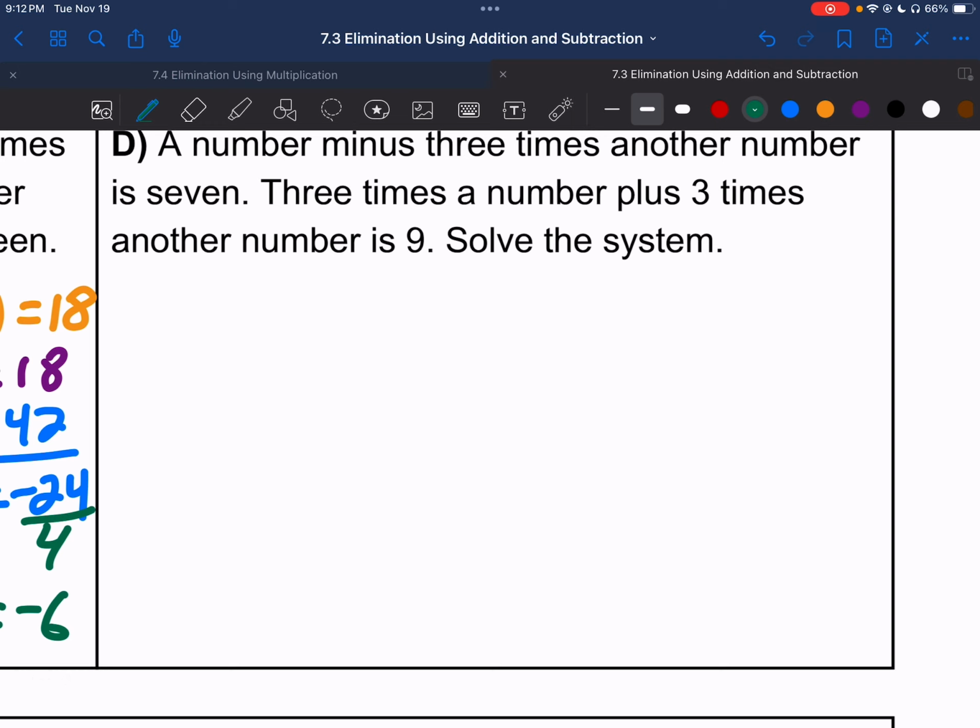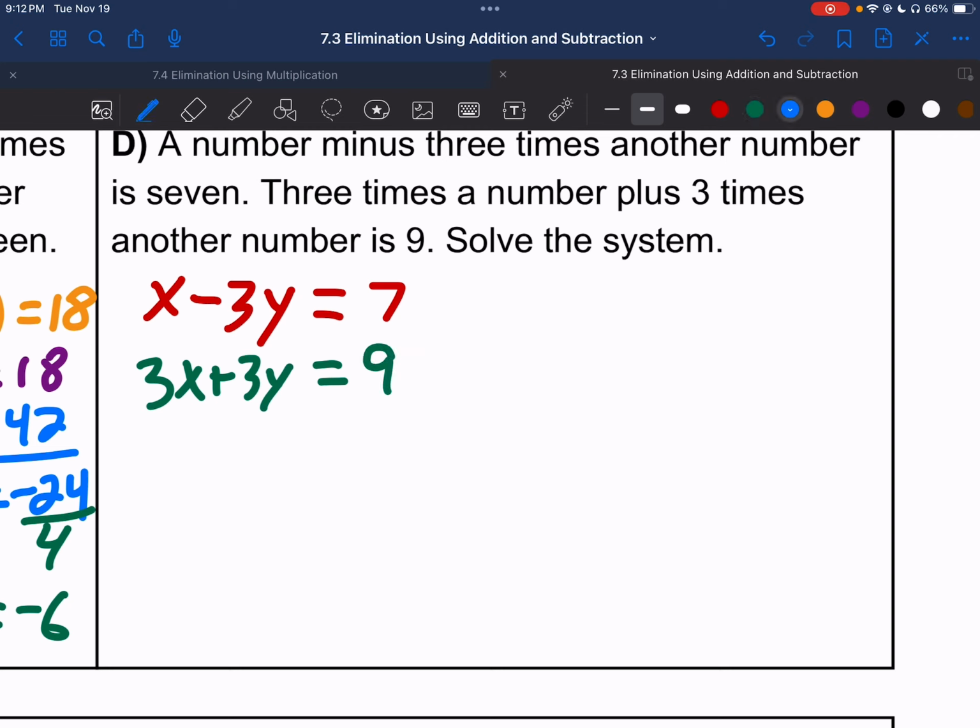All right, letter D, we have our first equation. A number minus 3 times another number is 7. We have 3 times a number plus 3 times another number is 9. So add our equations together. 3x plus x is 4x. The y's cancel out. 9 plus 7 is 16.